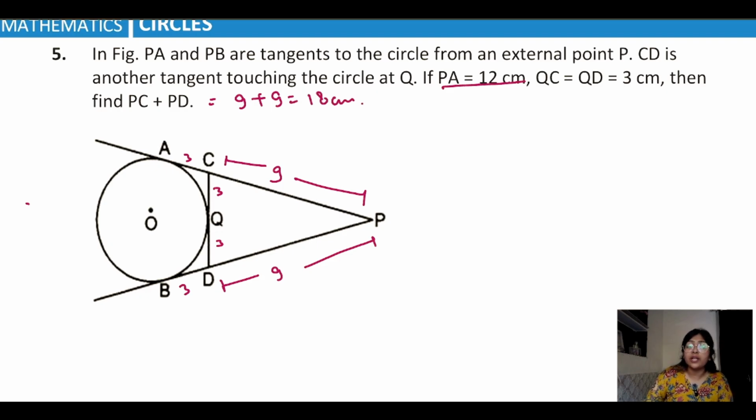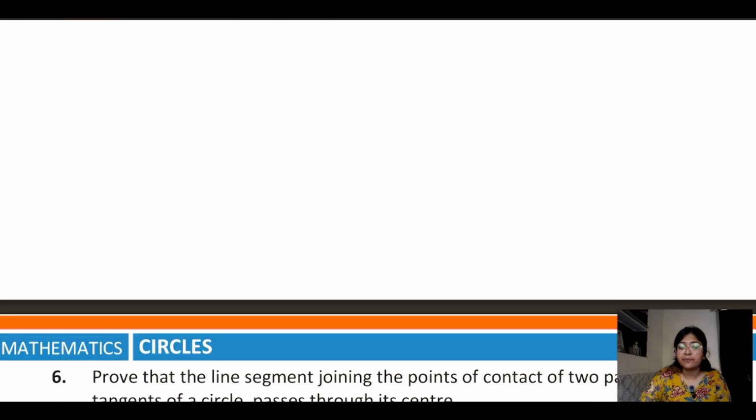You got the concept: the lengths of tangents drawn from an external point are of equal length. We used this concept thrice. First, from external point C, AC is equal to CQ. From external point D, BD is equal to QD. And from external point P, AP is equal to PB. This is clear to you? Now move to the next question.